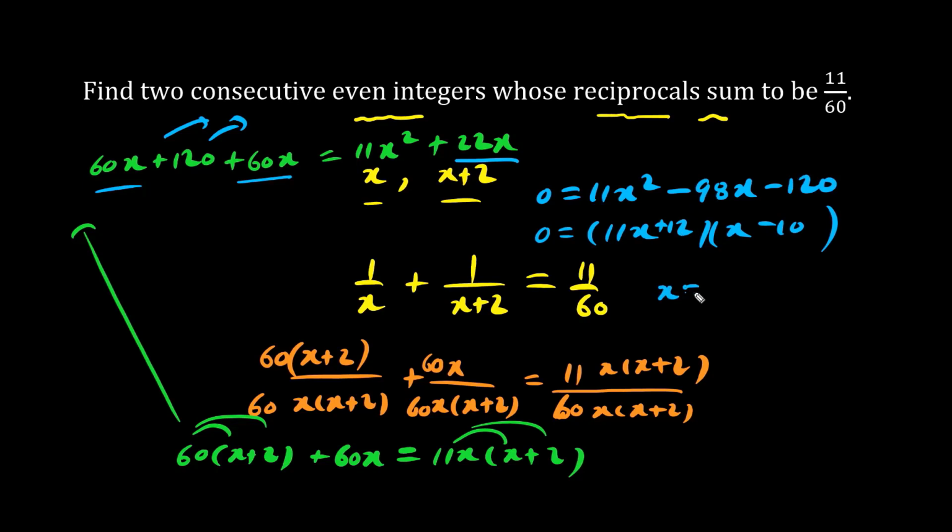Thus, we say x equals 10 as a possible solution, and we reject x equals negative 12/11, which comes from this factor here. We're talking about integers, not fractions, so let's eliminate that extraneous root. So x is the first even integer, and x plus 2 is the next. So we have x equals 10 and x equals 12.